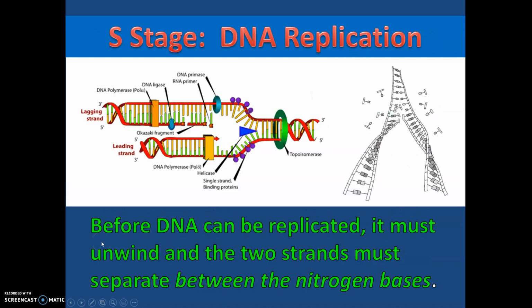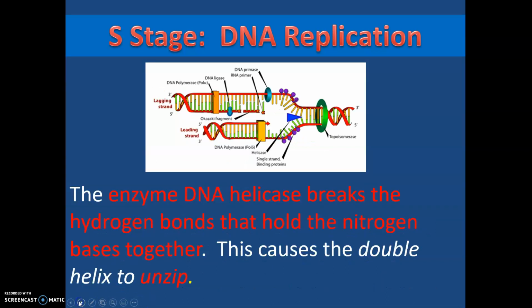So before we can have DNA replicated, it must unwind and the 2 strands must separate between the nitrogen bases. Here it shows us 2 different drawings of that happening. And you can see here the previous strand is being separated and copied.